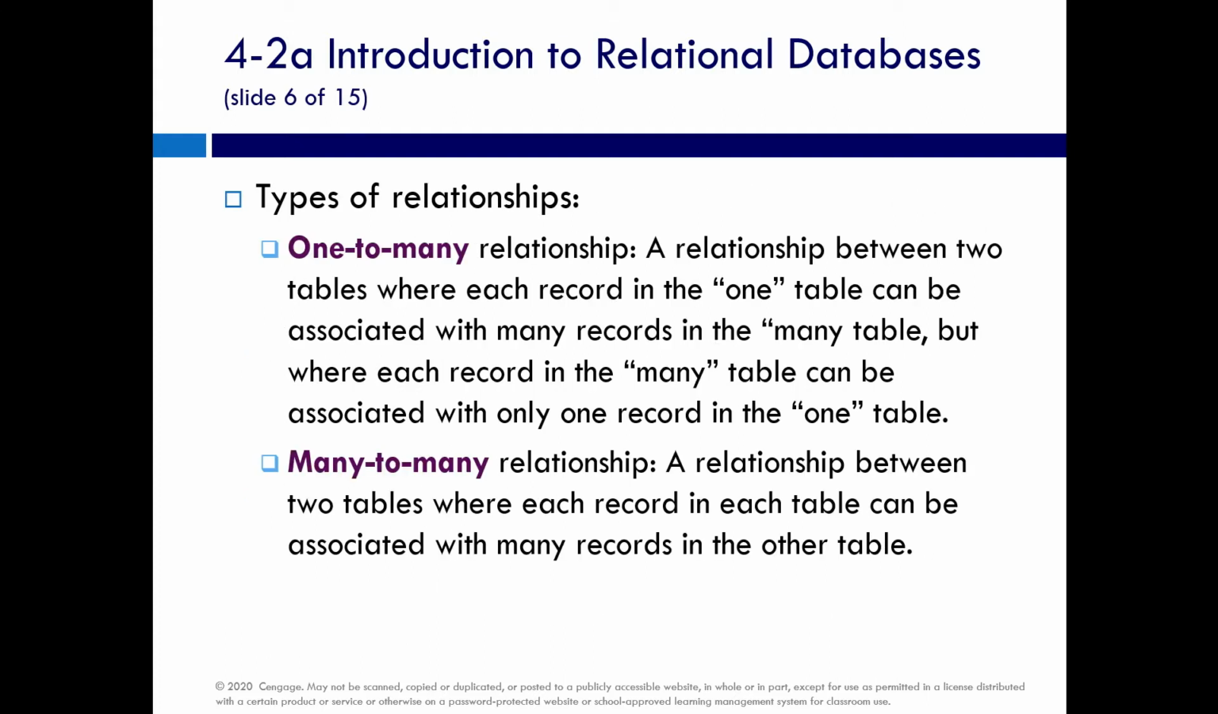Introduction to the relational database. Types of relationships: one-to-many relationship. A relationship between two tables where each record in one table can be associated with many records in the other table, but where each record in the many table can be associated with only one record in the one table. Many-to-many relationship: a relationship between two tables where each record in each table can be associated with many records in the other table.